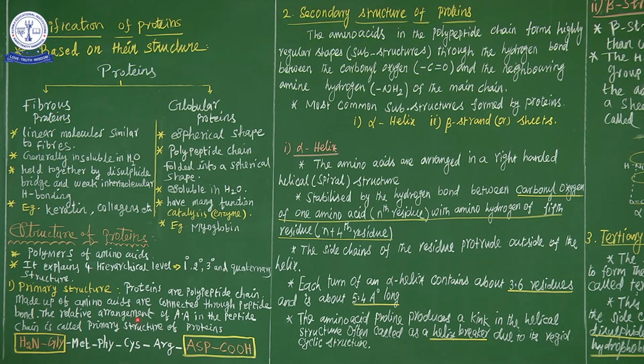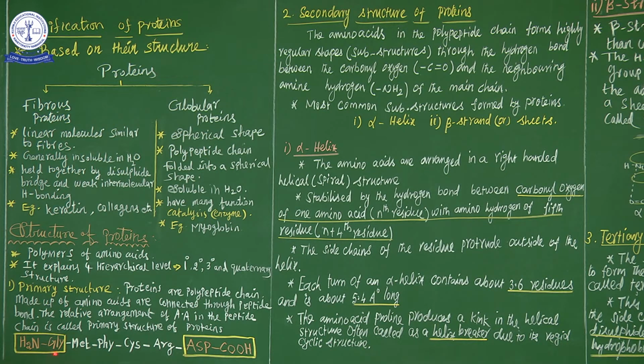The relative arrangement of amino acids in the peptide chain is called the primary structure of proteins. So இது என்னன்னு கொடுக்கலாம், primary structure of proteins ல explain பண்ணலாம். So the relative arrangement of the amino acids in the polypeptide chain is called the primary structure of protein. So amino acid oda arrangement எப்படி present ஆயிருக்கு compared with another amino acid is called the primary structure of protein. So ஒரு example கொடுத்திருக்காங்க, அதுக்காக என்ன கொடுத்திருக்காங்க இந்த இடத்துல?